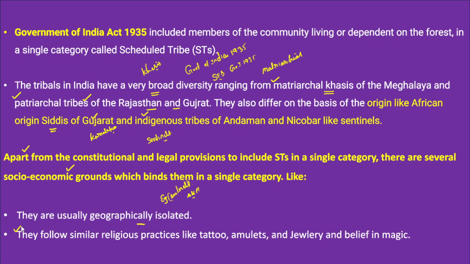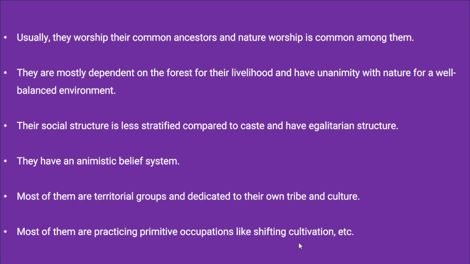Secondly, these tribals have religious practices. Similar to tattoos, they wear amulets, jewelry, and they also have a belief in magic. Because of this reason, their tattoos, amulets, jewelry reflect their respective religious beliefs. After that, it is very common that most of the tribal people have nature worship as a common practice right from the Indus Valley civilization. During the Indus Valley civilization also, there was no evidence of any temple, but we can see that they had nature worship as a common practice. Even now, most of the tribes in India have nature worship as a common practice. And tribes also worship their ancestors. Their burial practices were different. So these were the common practices that make tribals a homogeneous group of people in India.